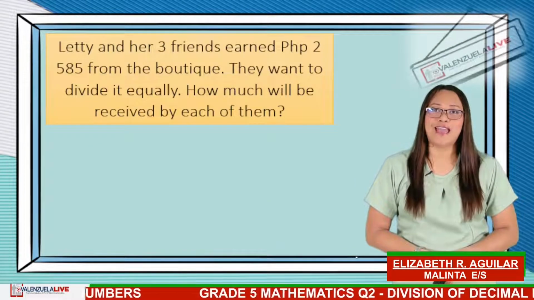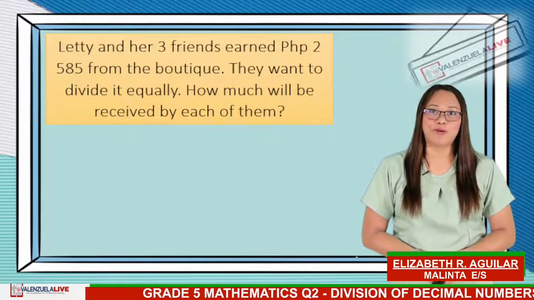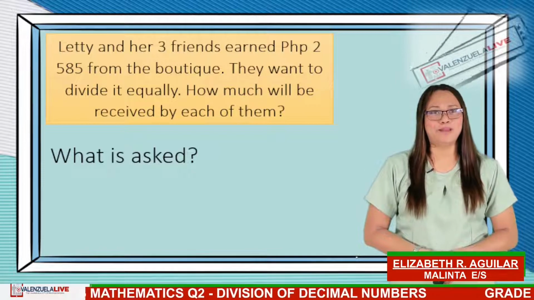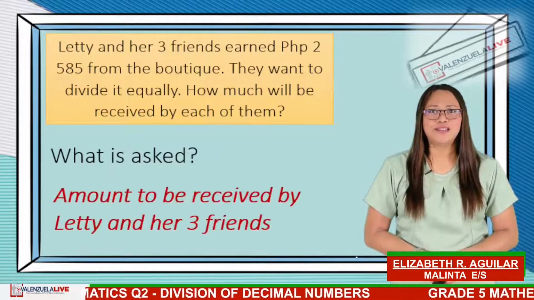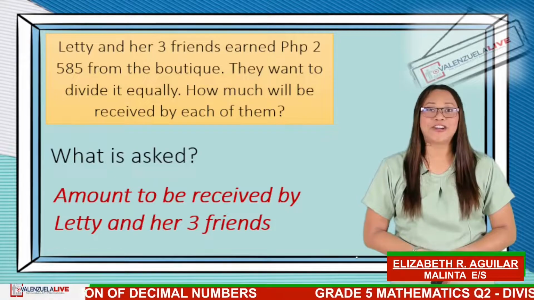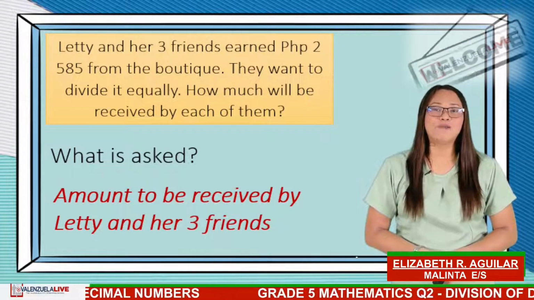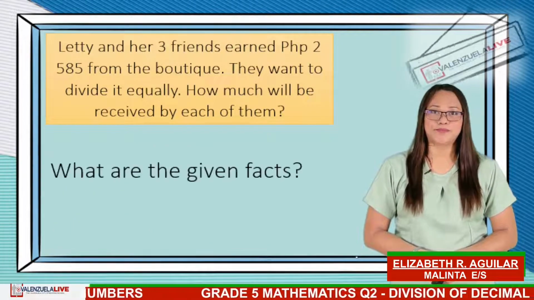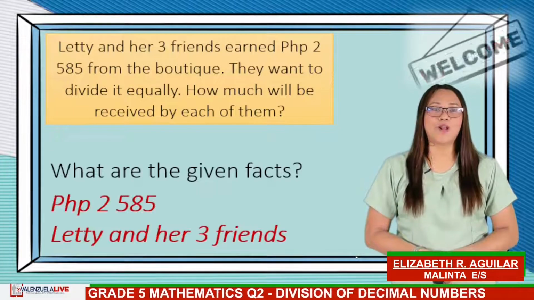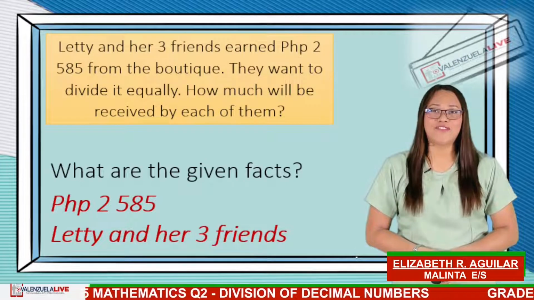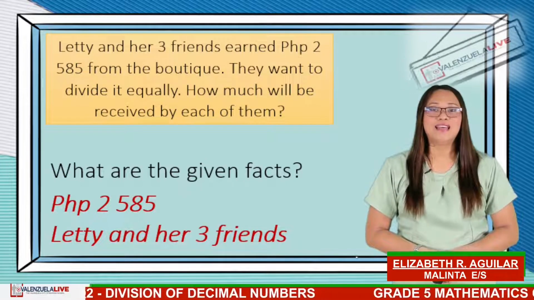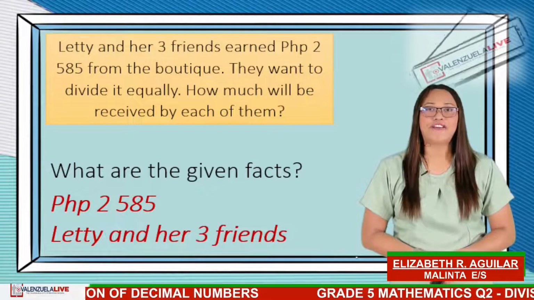Okay, but before we solve that problem, let's answer this question. What is asked in the problem? Very good. So we need to find the amount to be received by Letty and her 3 friends. How about the next question? What are the given facts? Okay, that's right. The given facts are 2,585 pesos and Letty and her 3 friends.